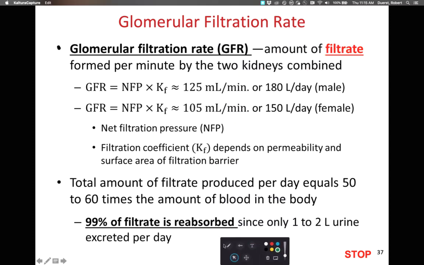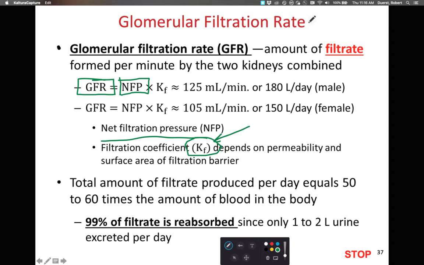As we look at the glomerular filtration rate, our glomerular filtration rate is the amount of filtrate we make per minute by both kidneys combined. So we take the glomerular filtration rate, which is the overall amount of filtration that we do in our blood. And to do that, we take our net filtration pressure of our kidneys, and we multiply it by a filtration coefficient. And this fudge factor, this K sub F, is going to depend upon a lot of different things. It depends on our age, our overall health, our biological sex. These are things that are important for determining our overall filtration rate.